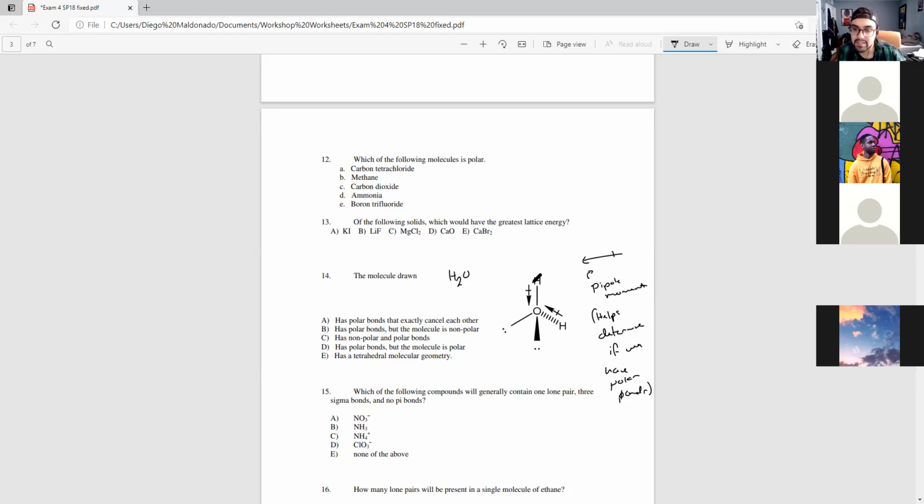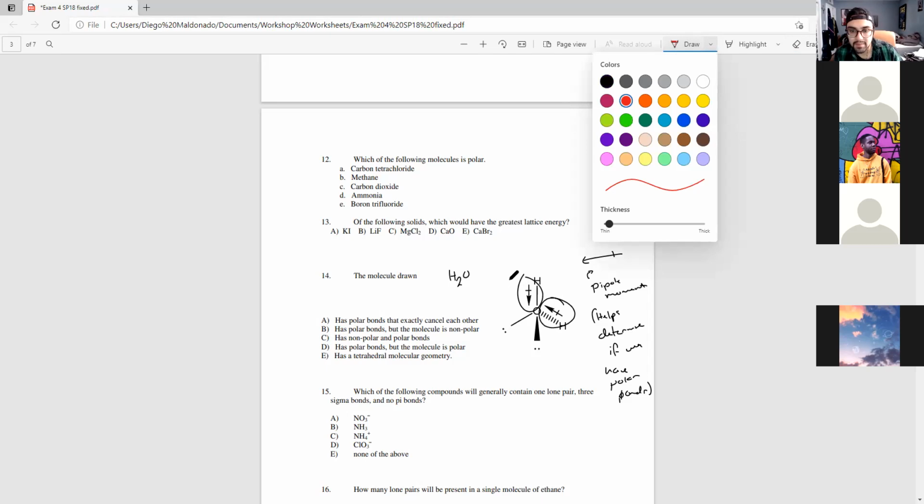So in this dipole moment, what is the hydrogen doing to the oxygen? Or what is the oxygen doing to the hydrogen? Sorry. Pulling it towards itself, right? So out of these answers, which one can we eliminate? What if we have these arrows, what does that tell us? What type of bonds are they? Polar bonds. Yeah, these are polar bonds.